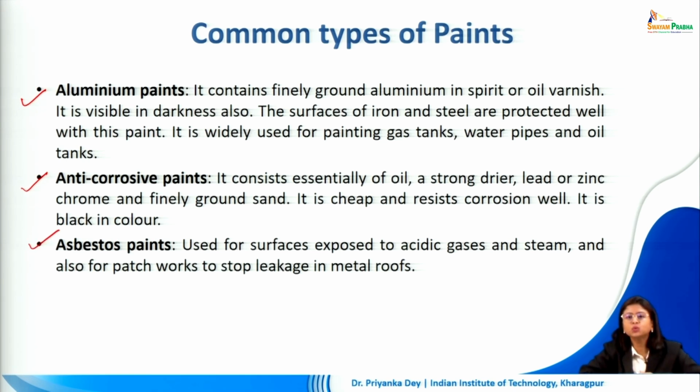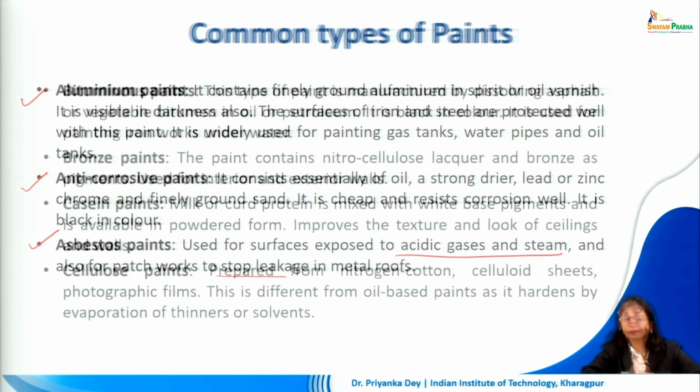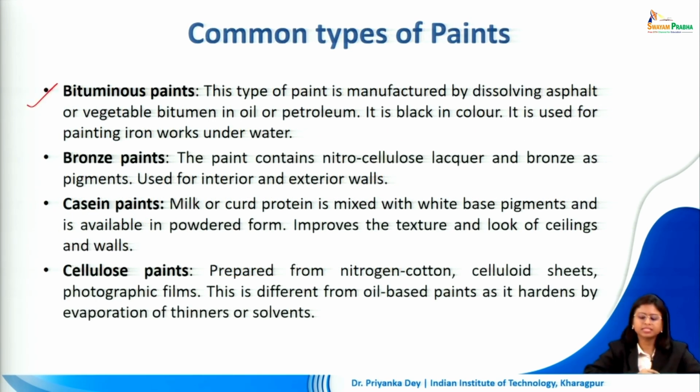Asbestos paints are used for surfaces which are exposed to acidic gases and steam, and they are also done for patchworks to stop leakage in metal roofs. Bituminous paints are the type of paint which are manufactured by dissolving asphalt or vegetable bitumen oil in petroleum. It is black in color. It is used for painting ironworks underwater. So it has water resistant properties.